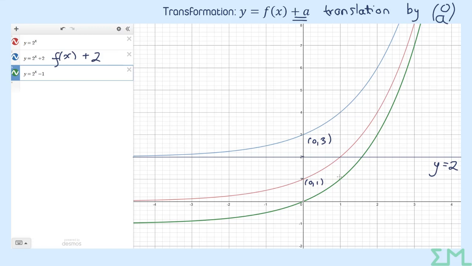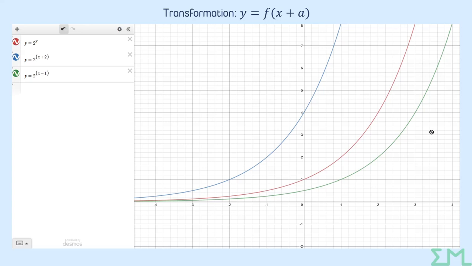We need to do the same for the green. The green is 2 to the x minus 1, so that's going to look like f of x minus 1. Everything shifted down. The intersection point is now 0, 0, because we've taken 1 away from that y coordinate. And our asymptote is going to move by the same amount, so it's going to go down to -1 as well. So we'll just draw the line in here. There we go, and then label it. So y equals -1. Lovely.